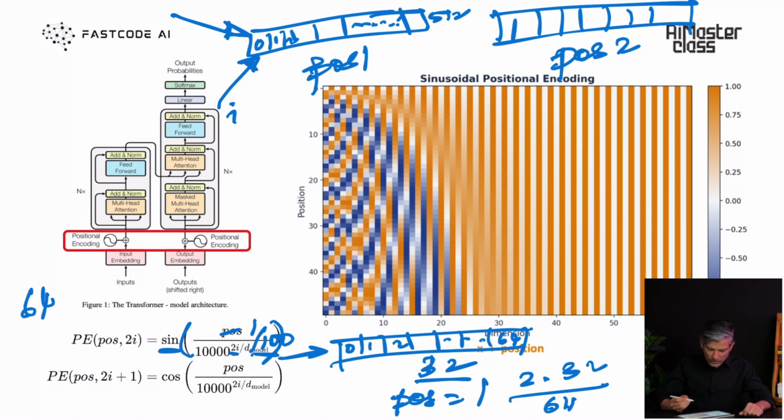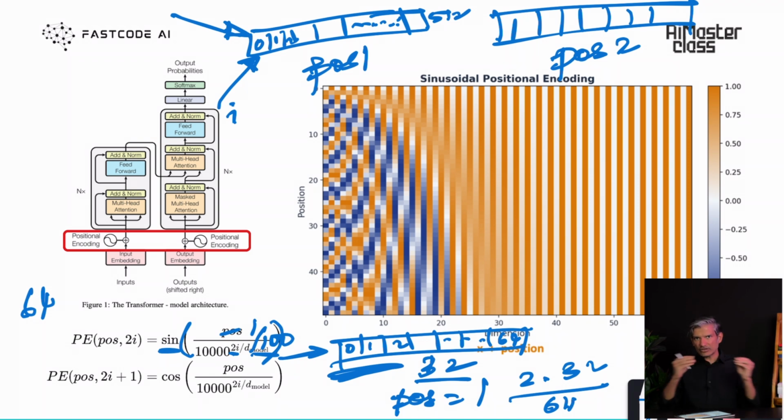So what we are doing here is essentially causing these ripples. We're adding these ripples. And what do those ripples look like? It looks like this. So initially, the initial elements of the vector, the initial elements of the encoding, are fast moving.